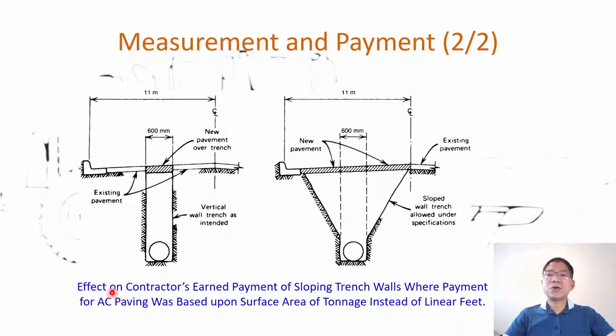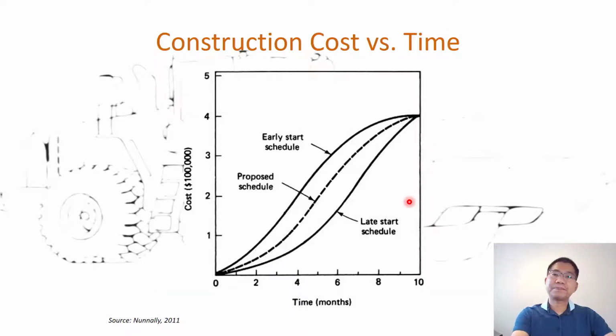So as you can see here, the effect on the contractor's earned payment of sloping trench walls, where the payment for the asphalt paving was based on the upper surface area instead of linear feet. So be careful when we define the measurement, the physical work we do, whether we specify the payment per linear foot of the pipe, or based on the square feet of the new pavement. It will affect the cost of the project, the progress payment, and finally the project.